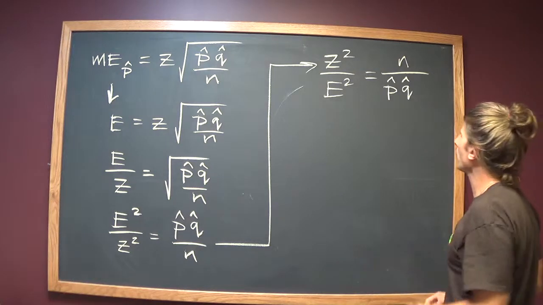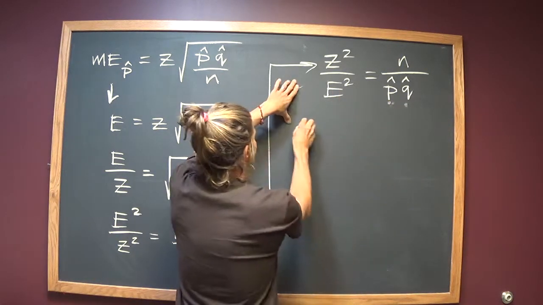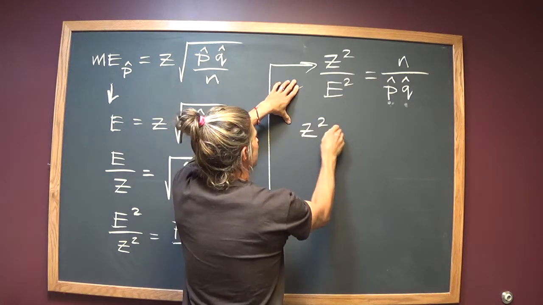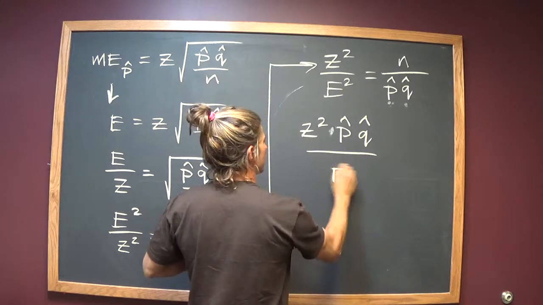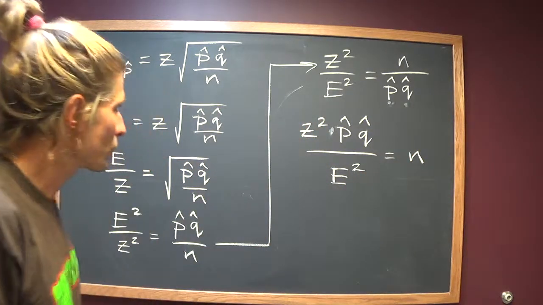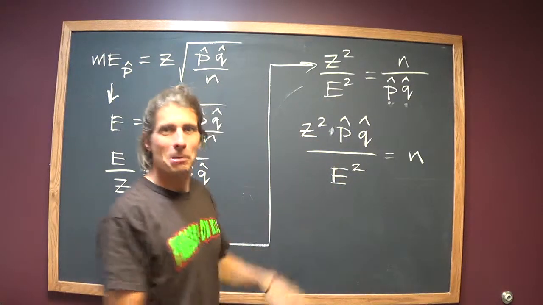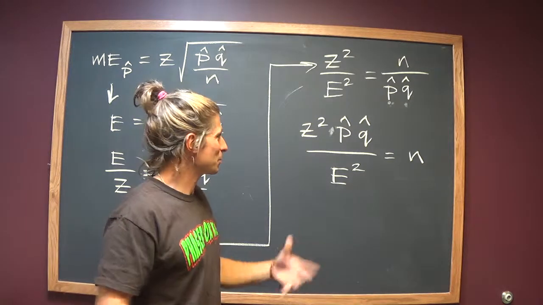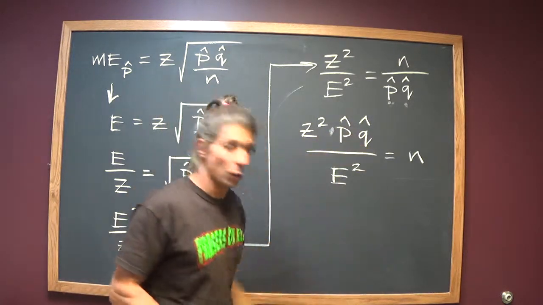All right? And we're almost done, aren't we? All we got to do now is multiply by these bad boys. And then we're going to have z squared times p hat q hat all over e squared equals n. And that, my friends, is the size of your sample. Go get this many items, whether it's people, whether it's responses, whatever it is. Z squared, p hat, q hat, all over e squared.